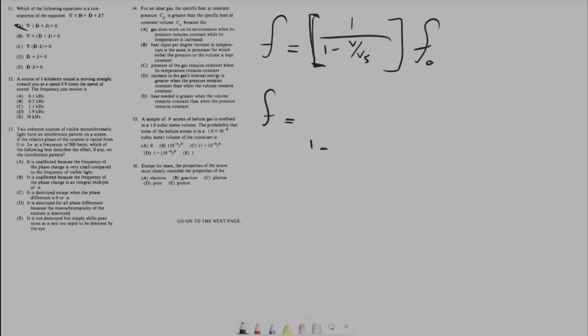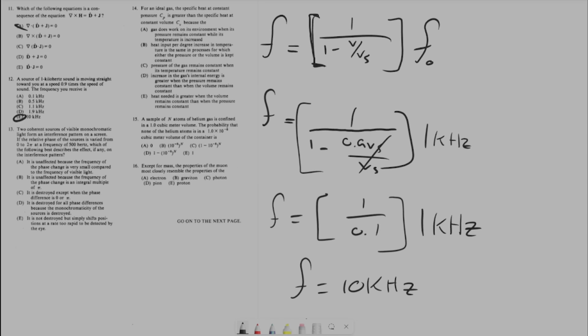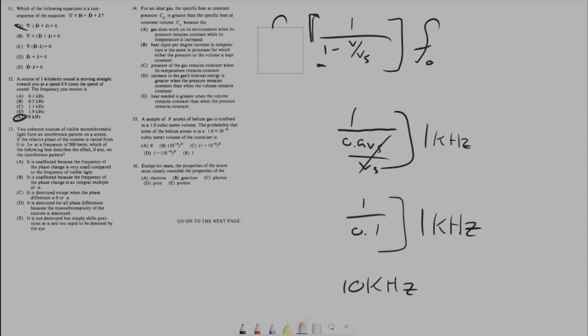I have 1 minus, I can just cancel, but I like going through all the steps, 0.9 V sound over V sound. Boom, they cancel. All that under 1, times 1 kilohertz. That's going to cancel down to 1 over 0.1 times a kilohertz. And that is just going to give us the answer of 10 kilohertz. Nice and easy. The vroom vroom car, I don't know if you heard that. My windows are open. Yeah, nice and easy. If you remember the equation, you can just plug and chug.